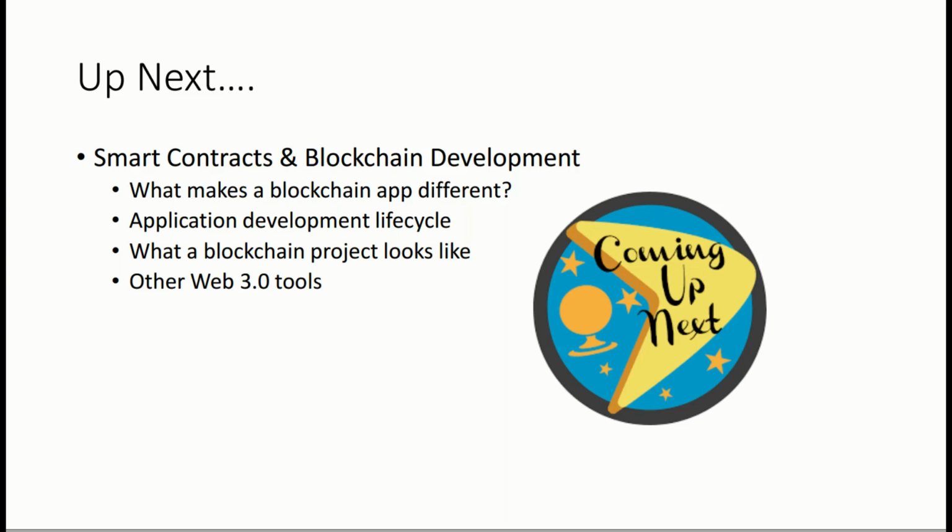We'll talk about what a blockchain project actually looks like. How do they start? What does the team composition look like? What are the things that we need to be worried about? What are the things that are unchanged? And along the way, we'll spend a little time talking about some other Web 3.0 tools. Tools and technologies that are not blockchain, but very frequently come up in blockchain conversations and end up in blockchain solution architectures. So a lot of exciting stuff coming up.